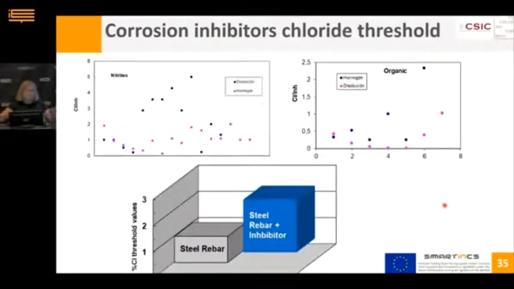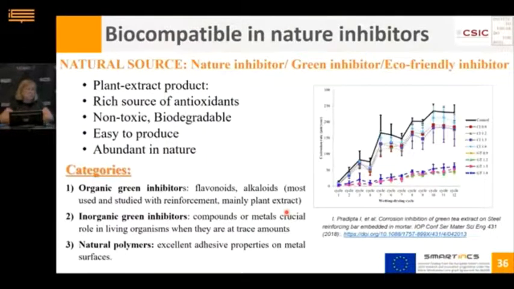We can try to identify the amount of chlorides at the rebar level when the corrosion is initiated, that is the chloride threshold. These are values that have been taken from the literature. An increase is observed in the chloride threshold also, that can estimate an extension of the service life. What about the other type of inhibitors that I mentioned?